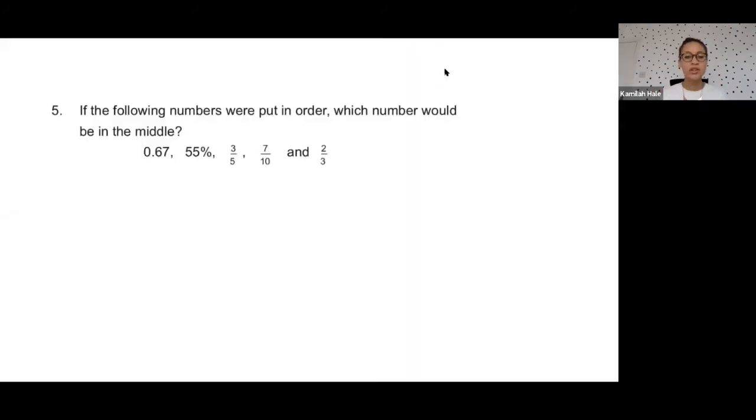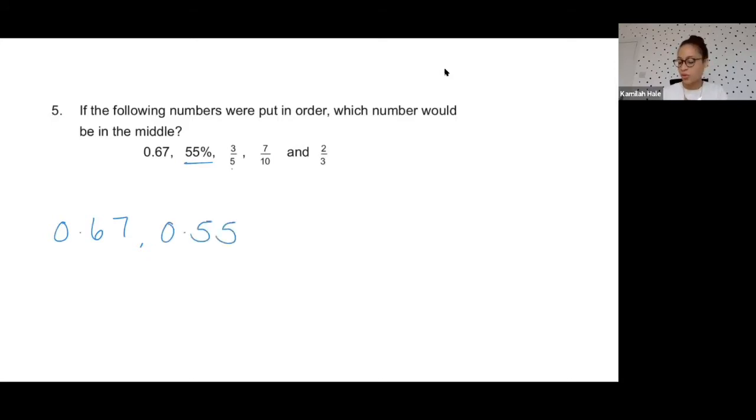Okay, so we're getting a mixture of answers for number 5, so finding it a little tricky. When you write these all as decimals, which is what I'd recommend here, then it's not too bad. So I'll just write 0.67 over here just so I have more room. 55%, to convert a percentage into a decimal, you just divide by 100. So divide 55 by 100 and you get 0.55.